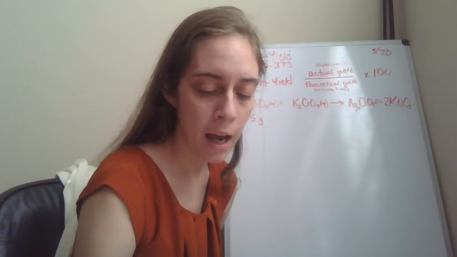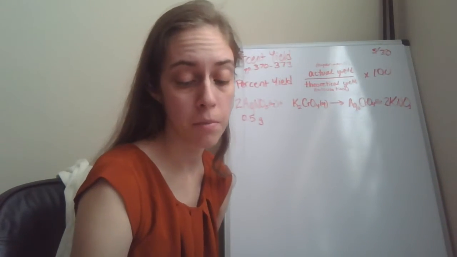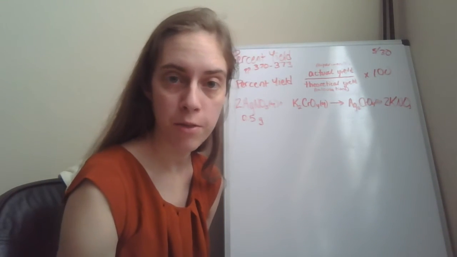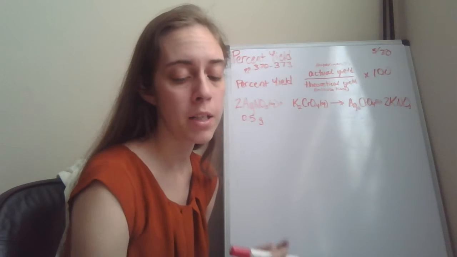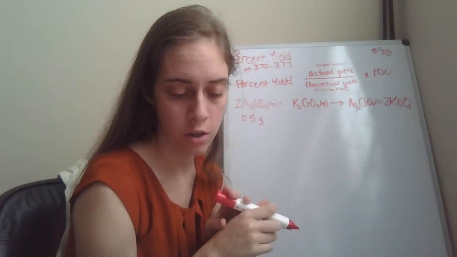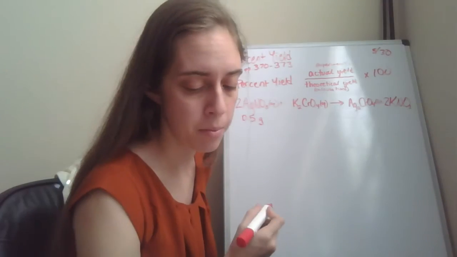Okay, so now we're going to convert the grams of silver nitrate to moles using the inverse of molar mass. So we calculate our molar mass for silver nitrate. We use our periodic table at the back of the book. We take 1 silver, 1 nitrogen, 3 oxygens. We add them together. We get 169.9.